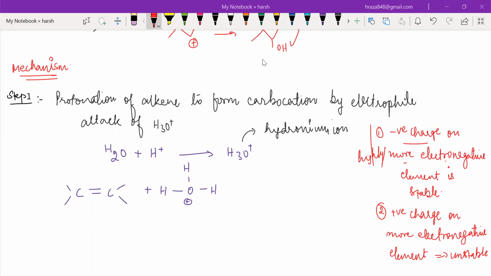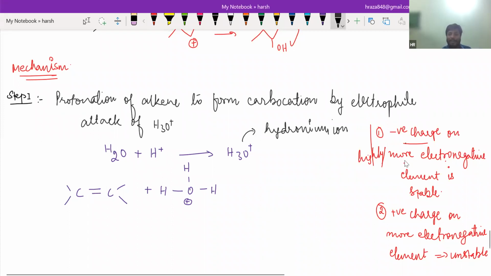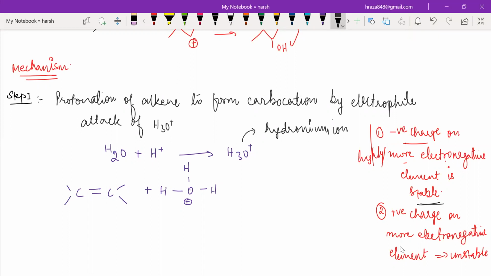See, if there is a negative charge on a more electronegative element, that is stable. A positive charge on a more electronegative element is unstable. If the element is less electronegative, then the converse will be true. That means a negative charge on a less electronegative element is unstable, and a positive charge on a less electronegative element will be stable. Are you getting my point?